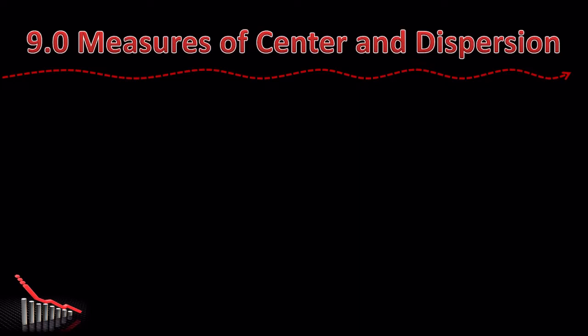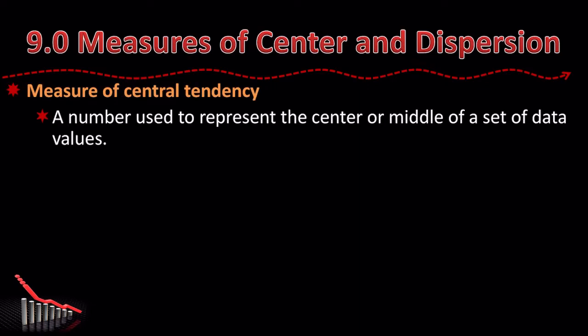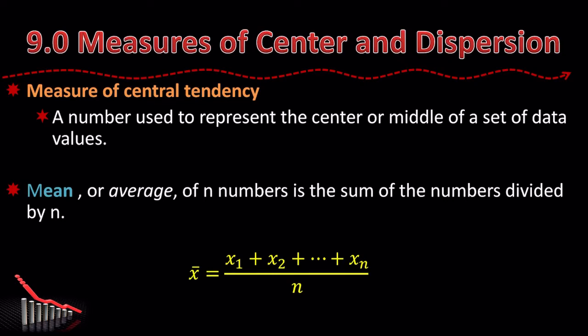The first are measures of central tendency, which would be a number used to represent the center or middle of a set of data values. And the most common one is the mean, or average of n numbers, is the sum of the numbers divided by n. So you add up all the numbers and divide it by the number of numbers, and its symbol is this little x with a bar over the top.